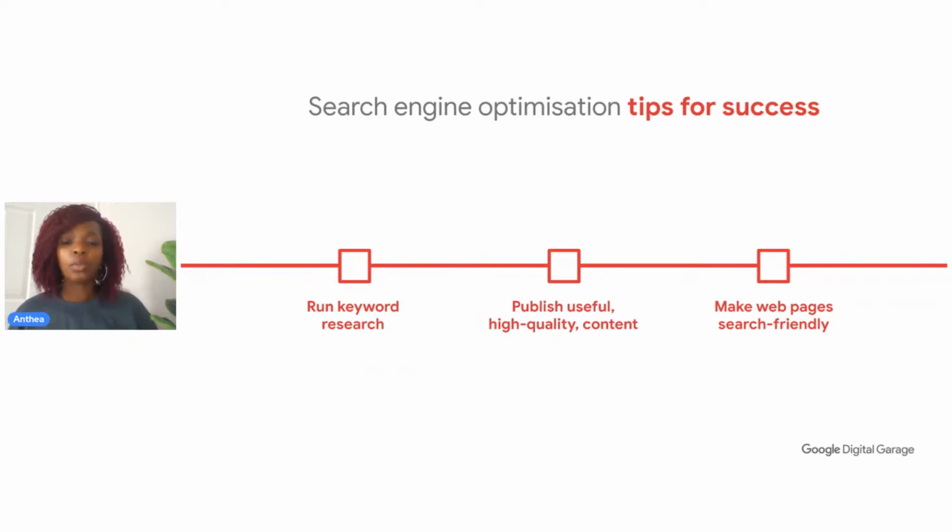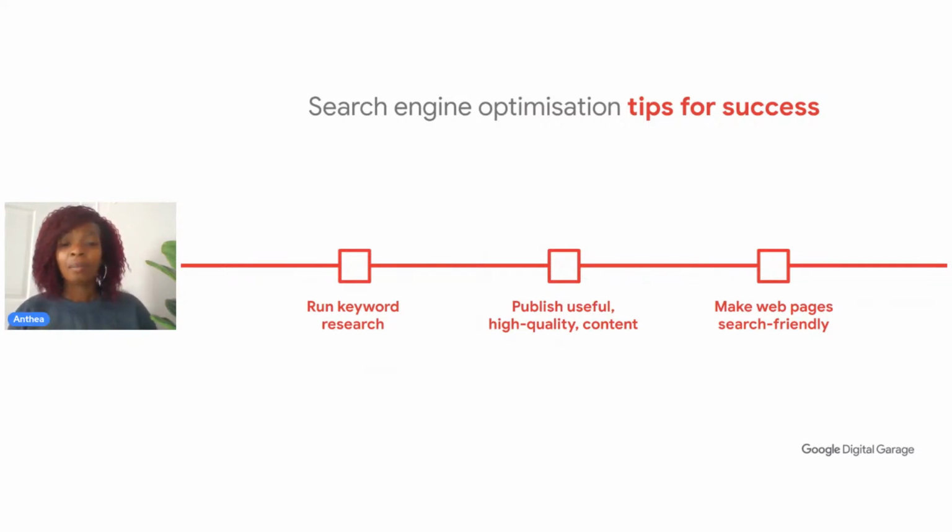The next thing you want to do is make sure you're publishing useful, high quality content. Again, it all comes down to relevance. You want to make sure that you're helping the search engine better understand your content and how relevant it is to the phrases that are being searched for.